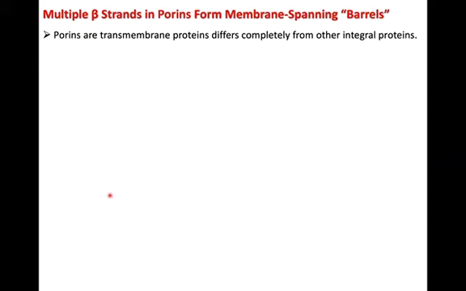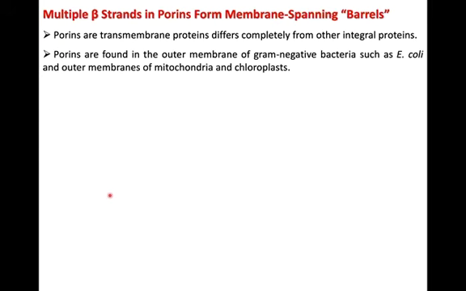So now we'll talk about a different type of transmembrane protein, but in this case it's not alpha helix, it's multiple beta strands. One of the famous examples is porins, and they form membrane spanning barrels, okay? And these porins are transmembrane proteins that differ completely from other integral proteins. It is still an integral protein, but why is it different? Because the part that is spanning the plasma membrane is a beta chain, not alpha helix.